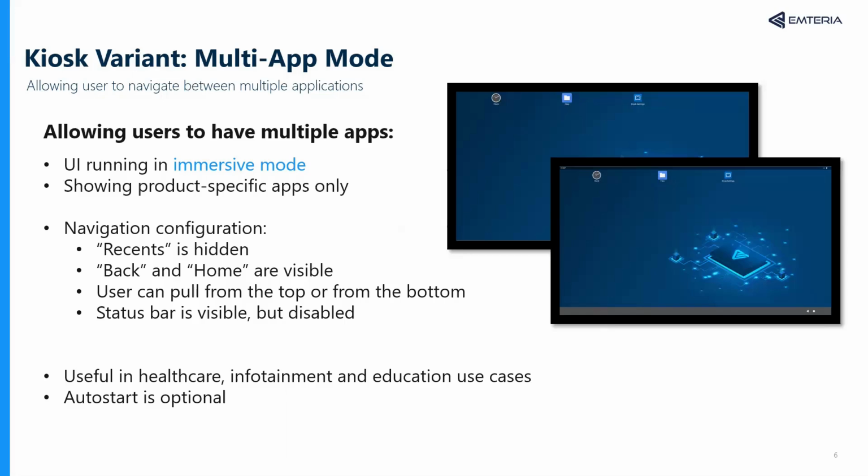So we are hiding the recents button. We still show back and home because you need to get out of the app in order to get into the other one. Some clients ask us, can we still pull from the top, to swipe from the top, just to see the time and to see if the network is there. So he can swipe from the top and then the status bar will appear. It will not be expandable, but it will be visible for a second before it disappears again.